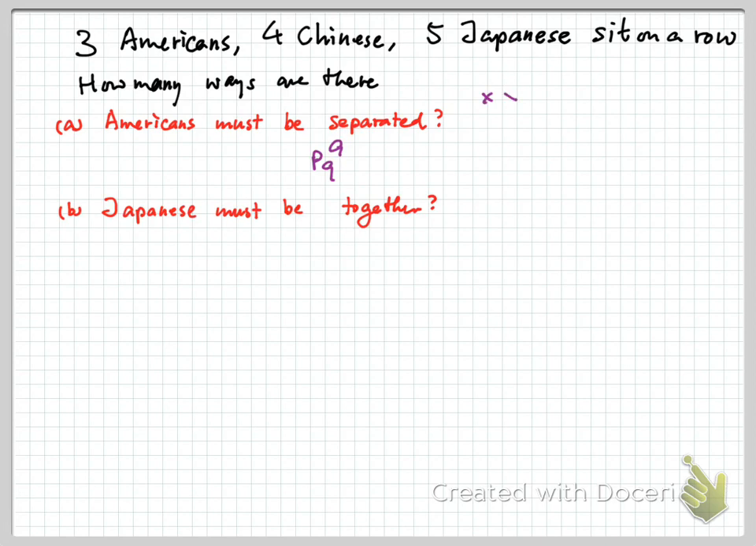These are the non-Americans. 4 of them are Chinese, 5 of them are Japanese. So there are 9 persons. And then how do you put the 3 Americans? Among these 9 non-Americans, we put tickets between them. So altogether there are 10 tickets: 1, 2, 3, 4, 5, 6, 7, 8, 9, 10. These yellow tickets, there are 10 of them. Among these 10 yellow tickets, we give them to the 3 Americans. A1 goes here, A3 goes here, A2 goes here. In this way, we guarantee that between any 2 Americans, there's always at least 1 non-American.